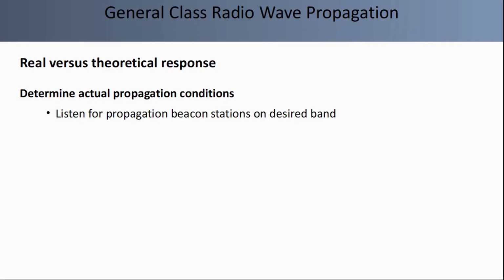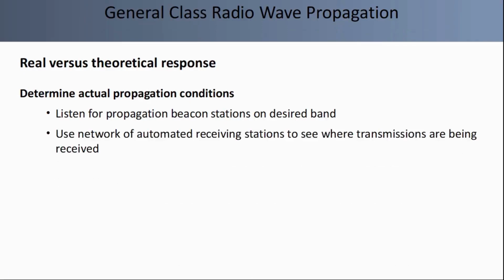Anyhow, let's get on with the answer that's actually on this test. You may use a network of automated receiving stations to see where transmissions are being received. Via the internet, there are sites you can go to and look at automatic monitoring stations, and they'll tell you if a signal's heard. Quite often, this is done with digital modes like FT8. You can check and see who's seeing your FT8 signal where in the world. But the actual question on the exam will refer to the use of automated receiving stations.